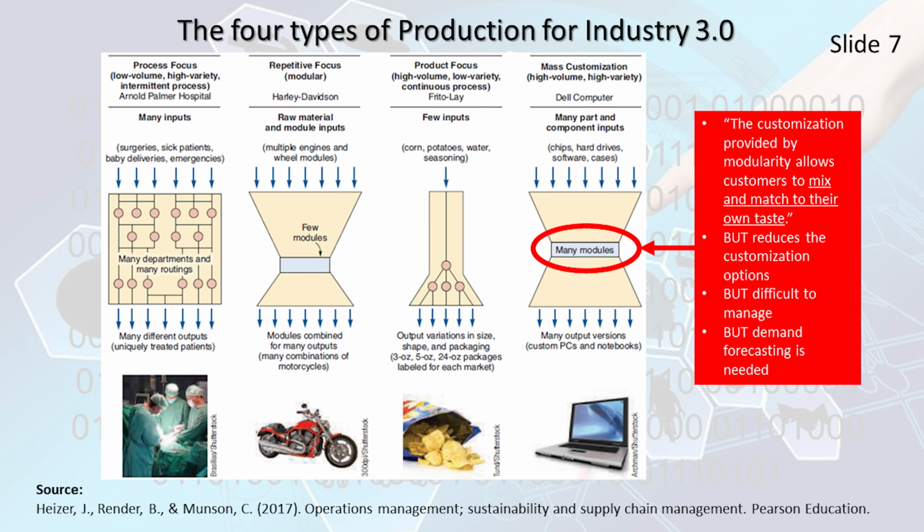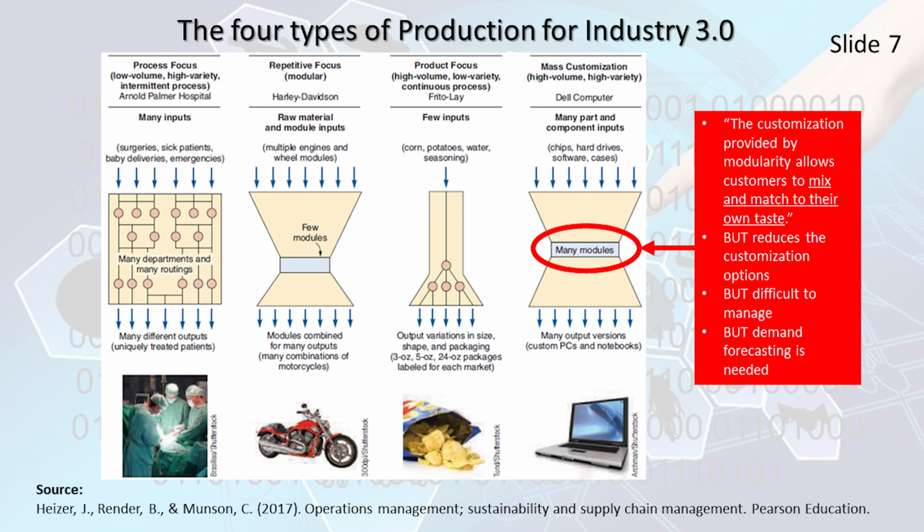Slide 7 is a very important slide too. Again, please let us take a deep look at this figure and examine it very carefully. As we explained in slide 6, there are 4 types of production for Industry 3. The first type of production, which is process focus production, has no production modules, but it has many production processes and procedures. The second type of production, which is repetitive production, has a few production modules.